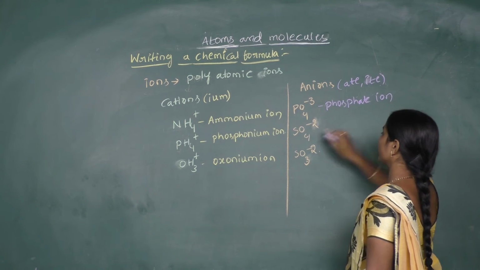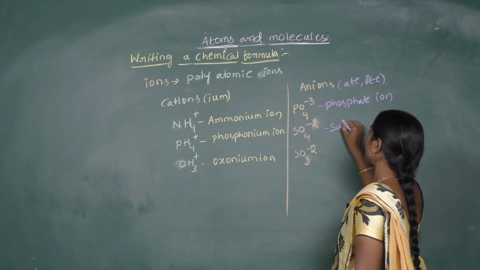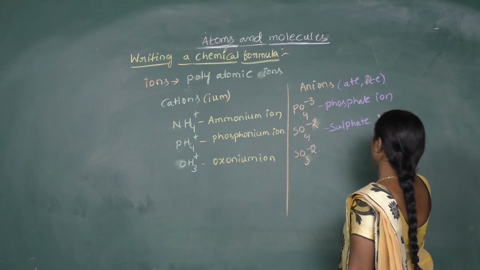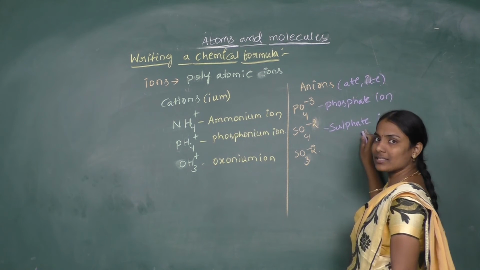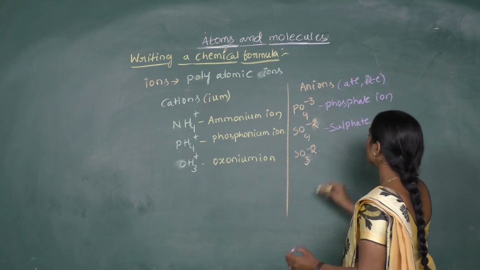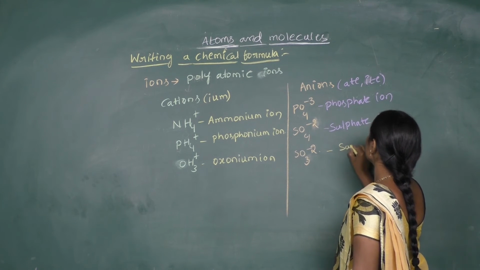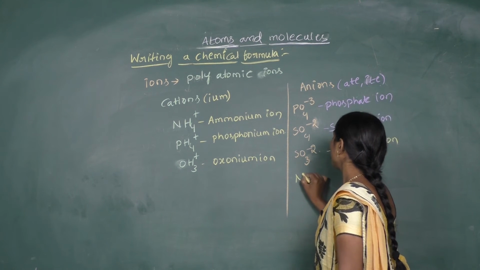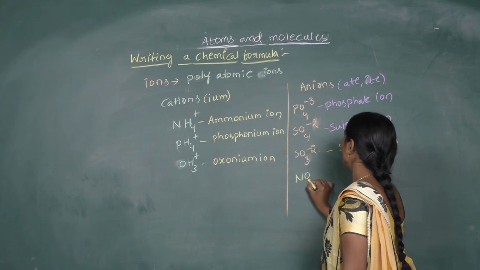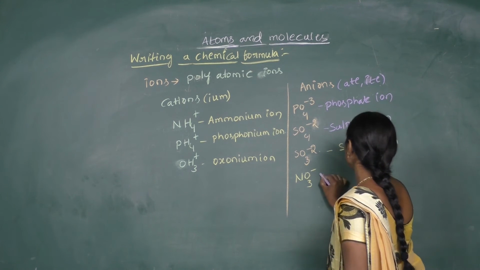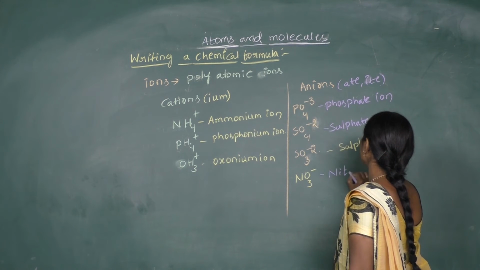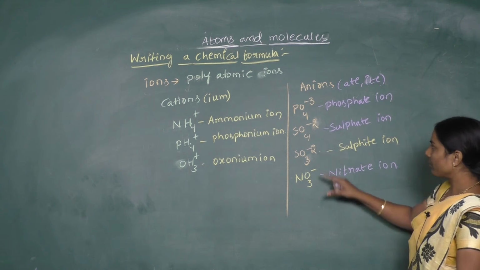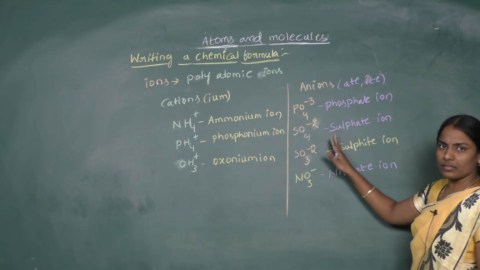phosphate ion, and this is called sulfate. So you can see the ATE ending is common, so it is called the sulfate ion. And the third one here is called the sulfite ion. Similarly, if we write NO3 minus, it will be called the nitrate ion. So these are the names of the polyatomic ions that you have to understand, right?